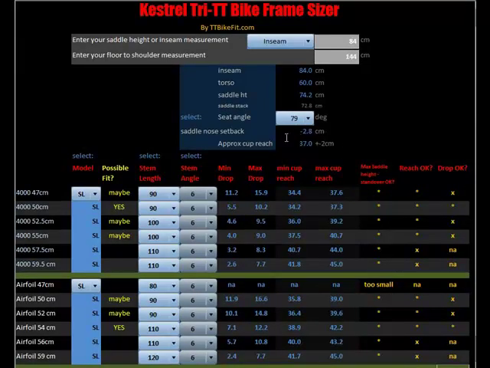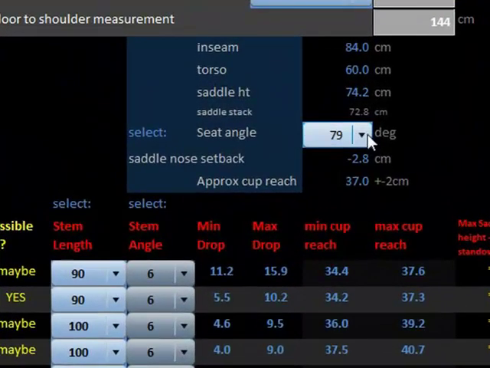Note that by default, the computer selects a seat angle of 79 degrees. This is a seat angle that works great for, I would say, the majority of riders in the tri and aero position. So if you don't really know what seat angle you should be riding at, you just leave this at 79 degrees, and that's going to give you a pretty good idea. It's going to be a pretty good bet.